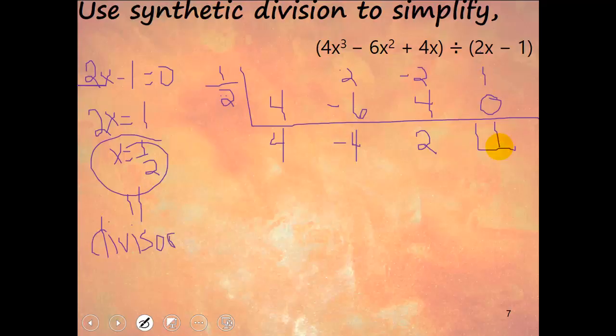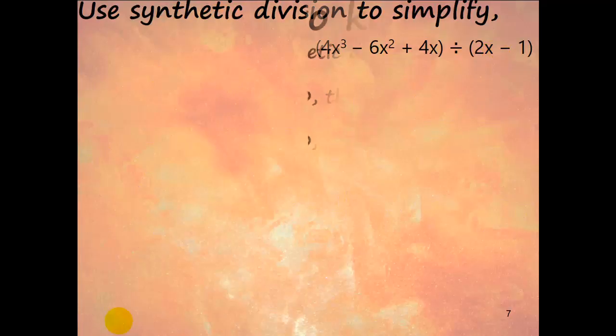Now this is called a depressed polynomial. We depressed it by 1 degree. So this becomes 4x, not cubed, but squared, 1 less than that, minus 4x plus 2 plus 1 over x minus a half. Okay? X minus a half. You have to use this in your remainder, okay? Not this one. Okay. All right.